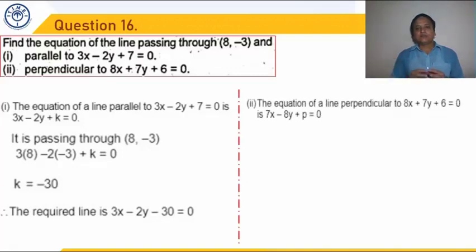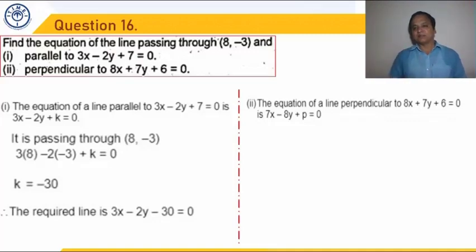Now, the equation of a line perpendicular to 8x plus 7y plus 6 equal to 0. Any line perpendicular to this line is of the form, we interchange the coefficient of x and y and change the connecting sign. It's 7x minus 8y plus a constant p equal to 0. Because for perpendicular lines, the product of slopes is minus 1.